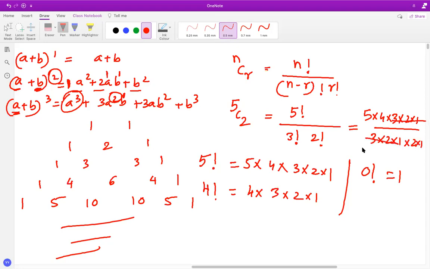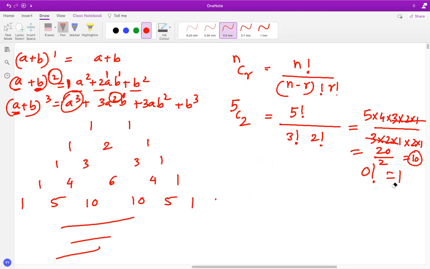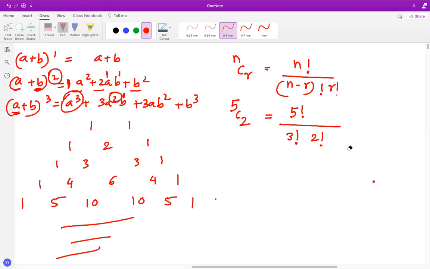So this gets cancelled and eventually we get 5 fours are 20 over 2, which is 10. So this is how you find the expression values for the nCr types of questions. Now, let me evaluate some very important values, which are going to correlate to this triangle.